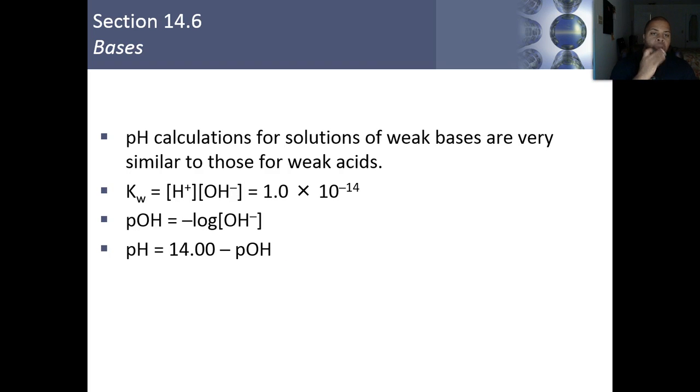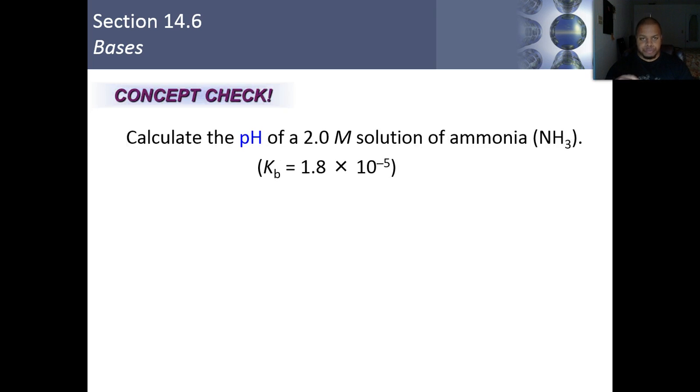Now, we're going to do the same type of idea of what we dealt with in the previous example. So you notice I'm reiterating the pH of the solution for weak bases is very similar to those for weak acids. Kw still equals the same. It's going to be the hydrogen ion concentration times the hydroxide ion concentration, which should equal, at 25 degrees Celsius, 1.0 times 10 to the negative 14. Because we understand that relationship, we know that 14 minus the pOH will give us our pH. So let's look at an example right here.